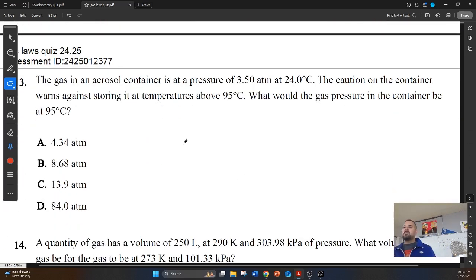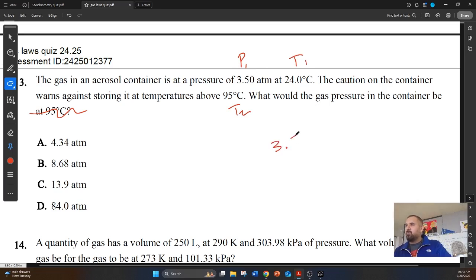A gas in an aerosol container is at a pressure of 3.5 atm at 24 degrees C. The caution on the container warns against storing at a temperature above 95 degrees. What is the pressure of the container at 95 C? So this doesn't mean anything. This is the information we're using. So here's our P1, here's our T1, here's our T2. So this is a Gay-Lussac problem. Let's go ahead and solve it.